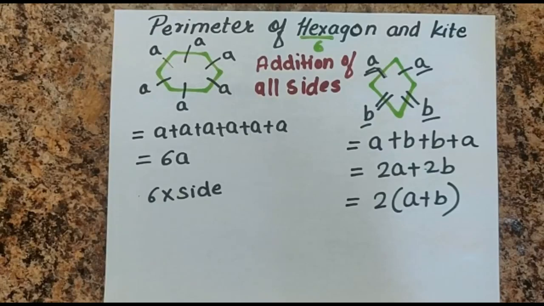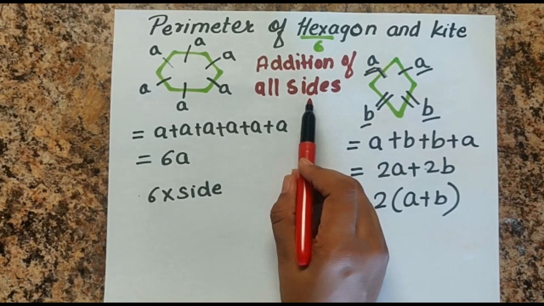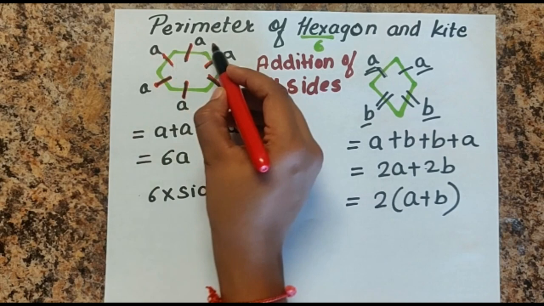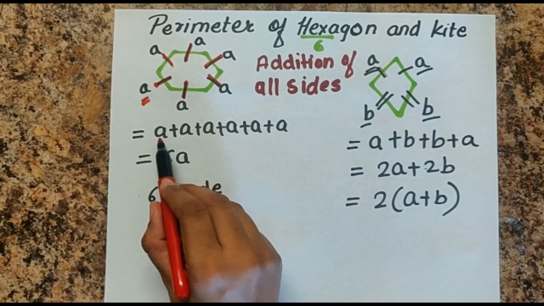Let's say perimeter of hexagon and kite. Perimeter means addition of all sides, and hexagon means having six sides. These six sides are equal. So if this is A, then all other sides will have the value as A. So adding A six times gives 6A, or you can say 6 into side.